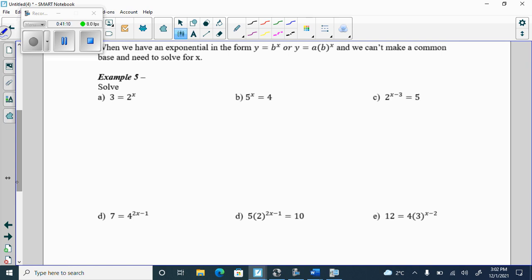You can only convert it to a log, though, if there's one exponent. If there's two, you can't convert it to a log, just so you know. There's going to be another different way we have to do it. But this one we can convert. When we want this exponent to pop down, when there's only one, we can convert it to a log.